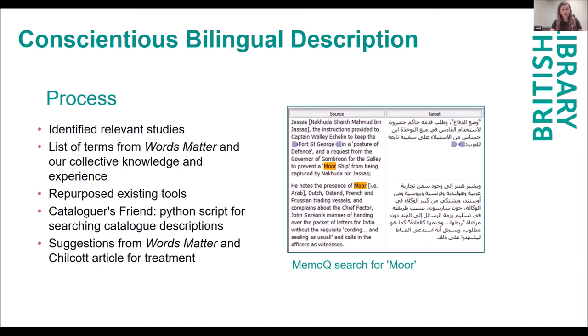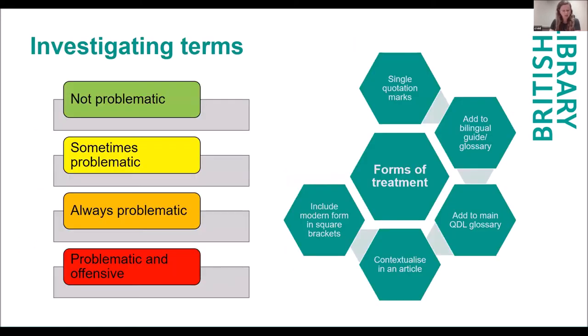So as we began investigating these terms, it soon became clear to us that it was rarely the case that a term could be easily identified as problematic or not problematic. Rather, it often depended on the context in which a term was being used. So we came up with four categories to help us to work out what treatment was required. And it also became apparent that different types and levels of treatment were needed. In some cases, minimal action was required, but in other cases, a greater variety of approaches were needed.